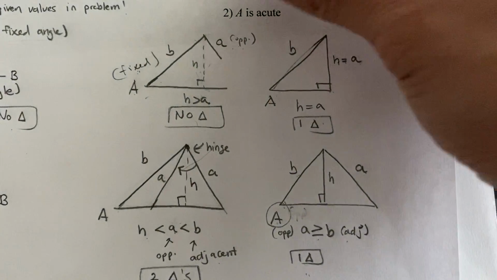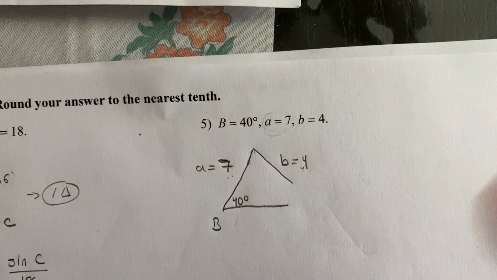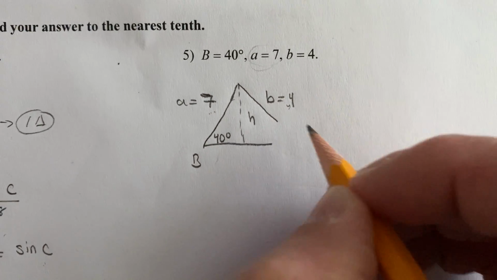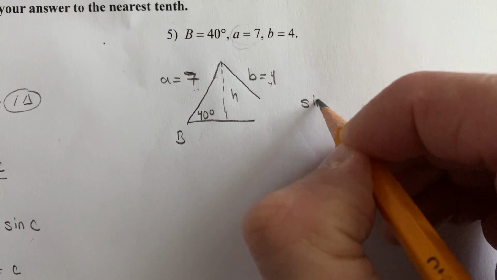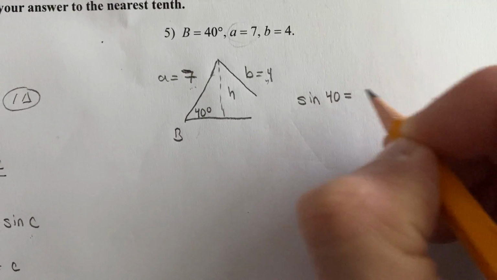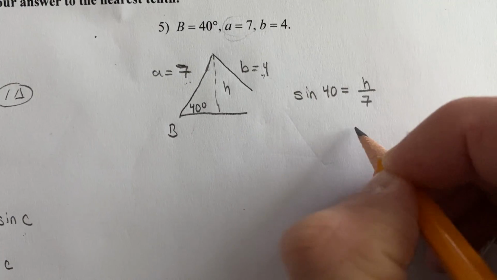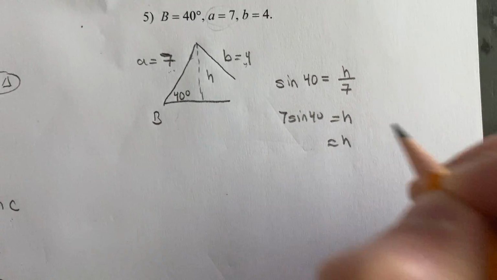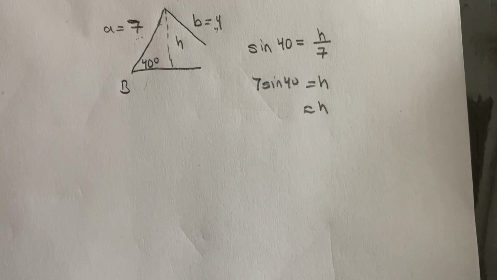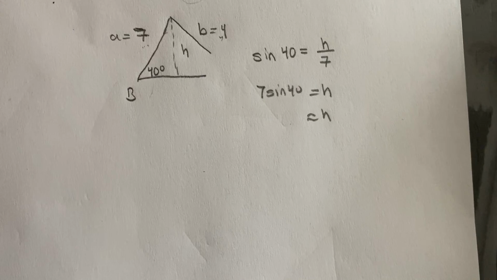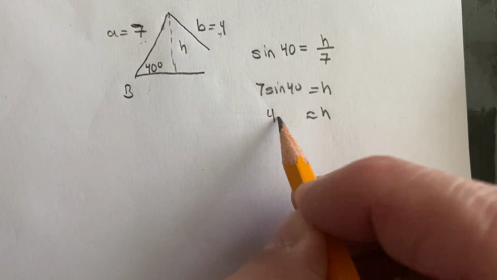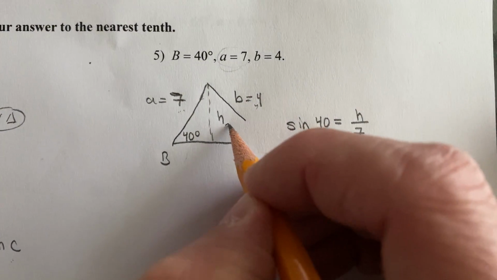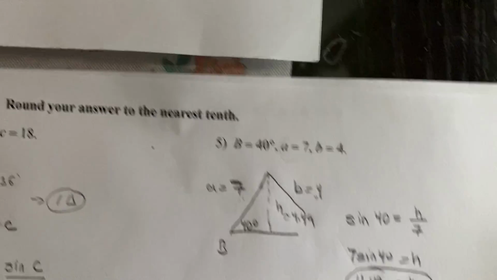So if you compute the height right here, you will be able to deduce how many triangles you can form. Let's draw down the height right here. And if you were to compute the height, sine of 40 degrees is equal to h over 7. H is equal to sine 40 times 7. I'm going to use my calculator right here. 7 times sine 40 is about 4.49.